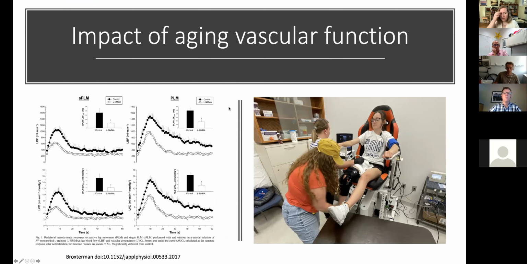Okay, so what could be affecting this? What is the impact of aging on vascular function? There are studies that determine vascular function by performing PLM. There's a picture of PLM done on the right side. What happens is we have the subject in a relaxed state while one researcher scans the femoral artery, and another researcher moves the leg from 180 degrees to 90 degrees and back to 180 degrees once every second for 60 seconds.